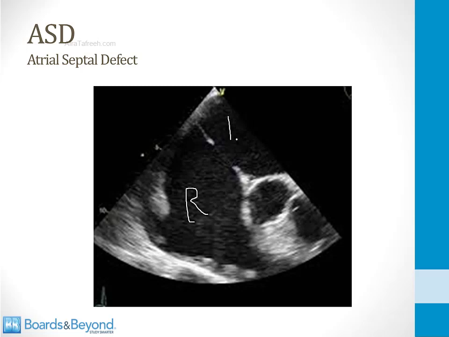This is the right atrium here. This is the left atrium here. You can see this large hole in the middle of the interatrial septum. That is what a secundum atrial septal defect looks like.